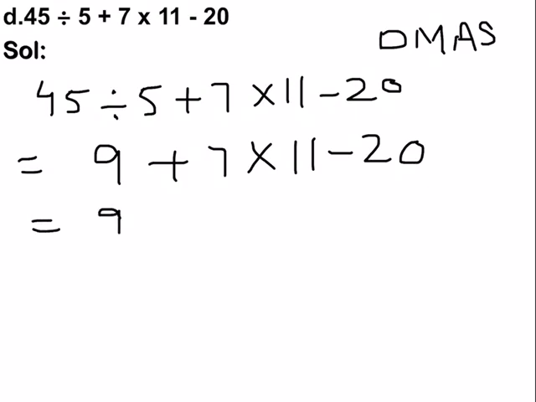9 plus 7 multiplied by 11. 11 1s are 11. 11 2s are 22. 11 3s are 33. 11 4s are 44. 11 5s are 55. 11 6s are 66. 11 7s are 77. 77 minus 20.